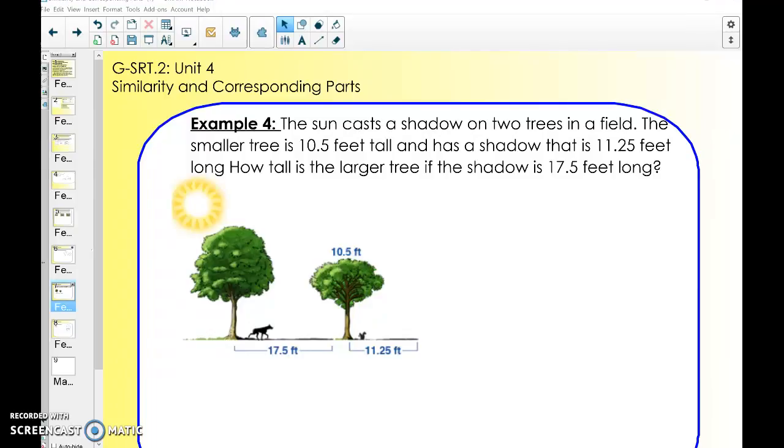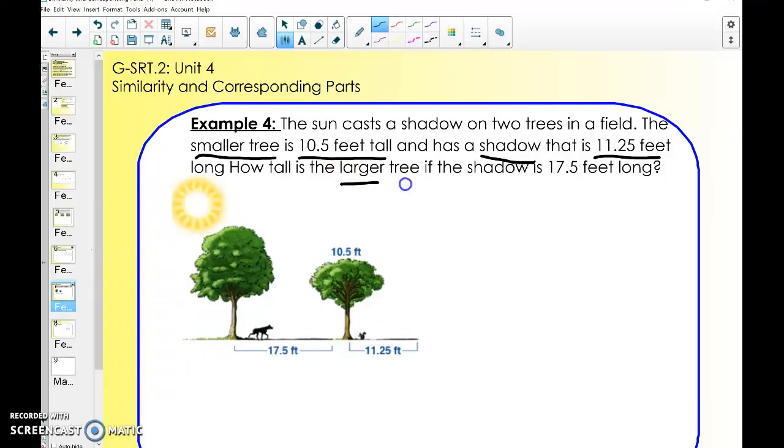So this one you've got two trees that we're comparing. You're still going to be doing the proportions like we talked about. So same type of idea as that. So make sure you underline important stuff. Got smaller tree is that tall, and we're comparing shadows with their trees. And then we have a larger tree. We know its shadow, and it's that long.